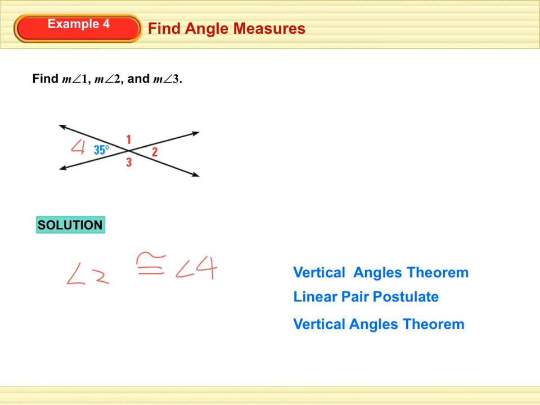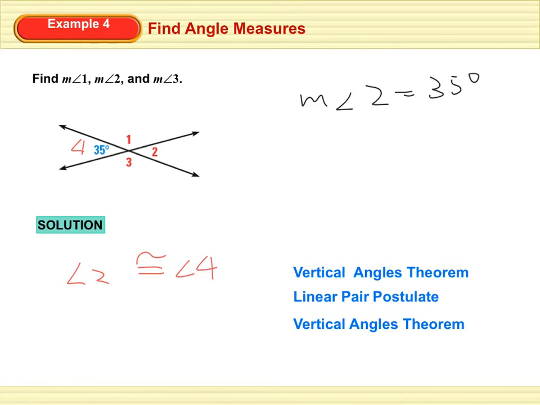would be congruent, right? That's the vertical angles theorem, meaning if I have a pair of scissors, the vertical angles are congruent. And I know angle 4 is 35 degrees, therefore my measure for angle 2 should be 35 degrees as well. So I'm going to write the final answer for angle 2. The measure for angle 2 is 35. That's one answer we found.